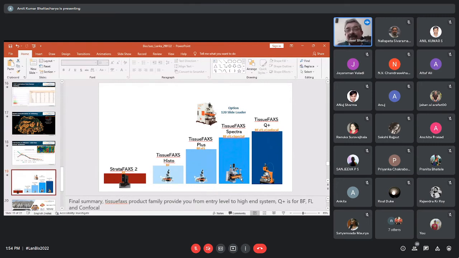But if you want to do a cohort study, then you would like to feed in more slides, and this slide loader can automatically keep on loading 120 slides one after the other. And you can therefore do a cohort study for a cohort size of 120 individuals.